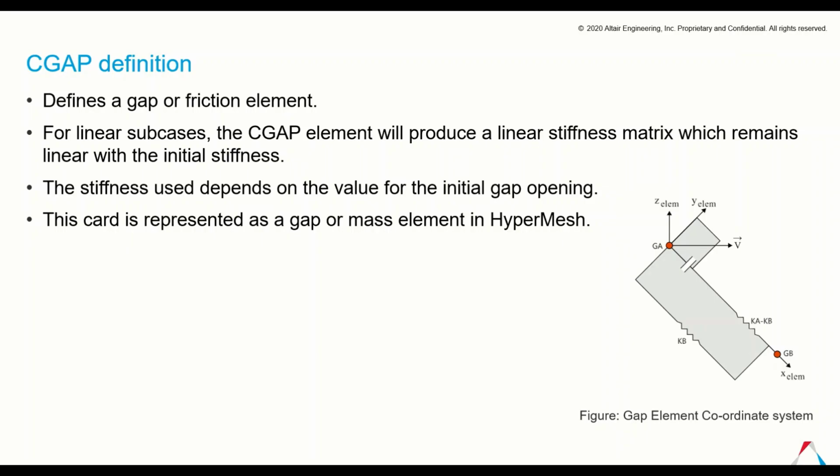So let us see the CGAP element. The CGAP element defines a gap element or friction element, and for the linear subcase, the CGAP element will produce a linear stiffness matrix which remains linear with initial stiffness. The x-axis points in the general direction from body point A. As we can see in the schematic diagram, the x direction runs from grid point A to grid point B, and it acts to prevent contact or overlapping of those bodies, and the stiffness depends on the value of the initial gap opening.